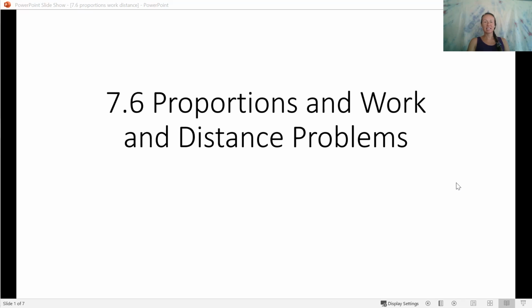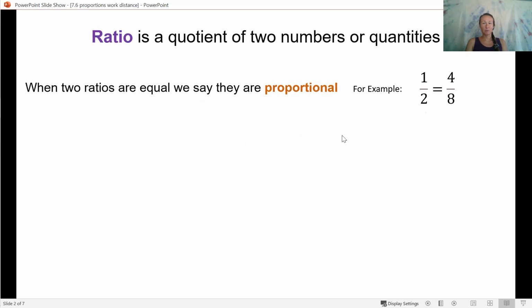So proportions and work and distance problems. First, we want to start by defining what a ratio is. A ratio is a quotient of two numbers or quantities. For practical purposes, it's going to be a fraction. So when two ratios are equal, we say that they're proportional. For example, we'd say that 1/2 is proportional to 4/8.